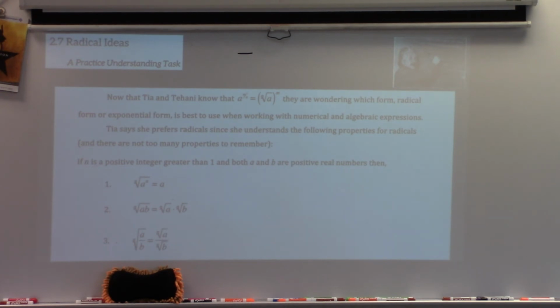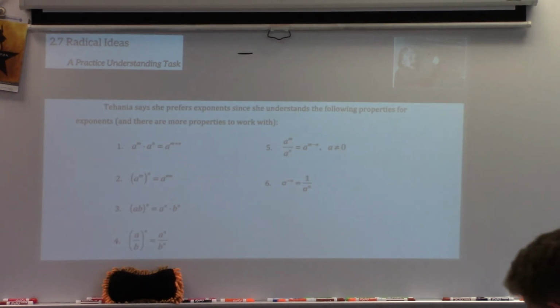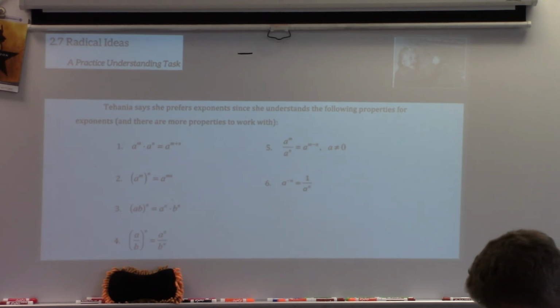So what I want you to do is take 5 to 10 minutes, work within your small groups if everyone's willing to talk. And I want you to put in your own words what these rules mean, right? So what do we mean by the nth root of a to the n equals a? Explain what that means. Once you finish those 3, I want you to do the same thing here with these exponent rules.